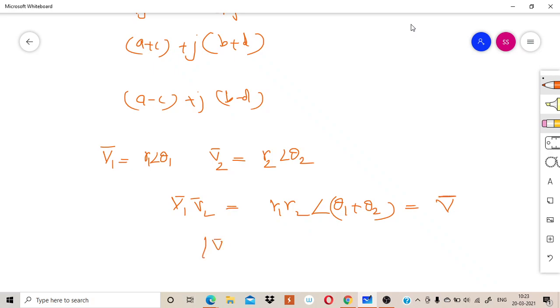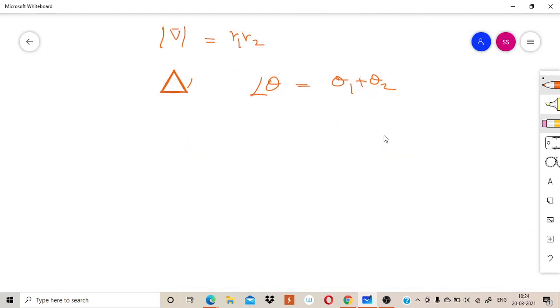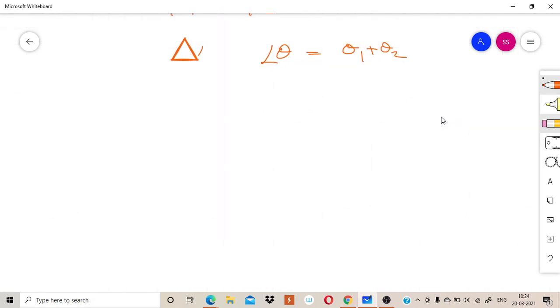So this will be a new phasor, v phasor. What will be the magnitude of this v phasor? That will be equal to r1 r2, and the phase angle, denoted as angle theta, will be equal to theta 1 plus theta 2. So this is our algebra of two phasors in polar form as well as in rectangular form. So you just have to recollect what you have studied in your plus 1 and plus 2 classes.